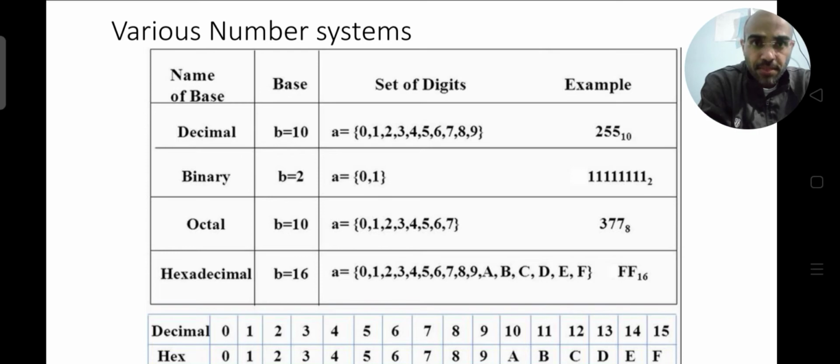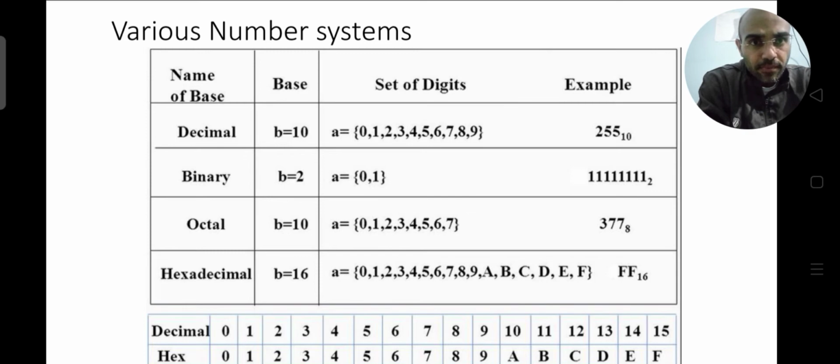The other number system is binary, which we are going to use in this course. Usually almost all the numbers will be represented in the binary number system in this course. The binary number system has a base of 2, or radix of 2. It has only two symbols, 0 and 1.